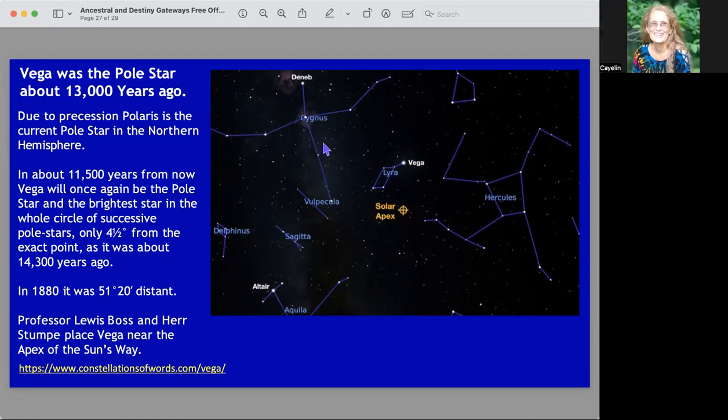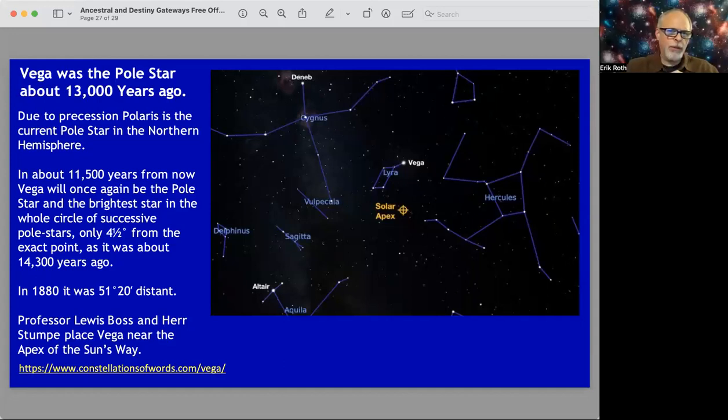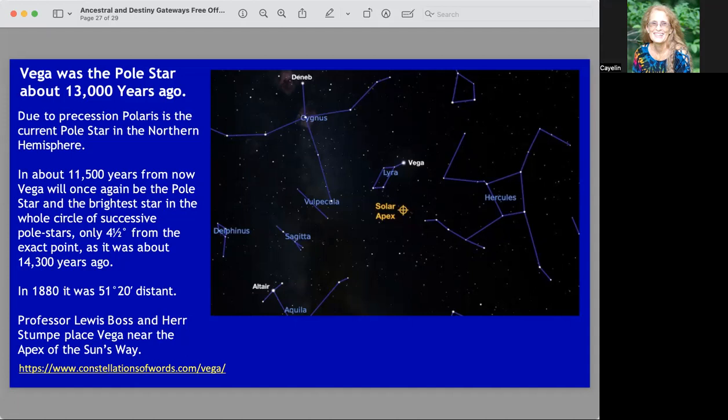But the thing that's also fascinating to consider is that Vega was the pole star 13,000 years ago, and Deneb somewhere around 16 or 17,000 years ago, according to the Cygnus Mystery book. So the pole star isn't always the pole star we have. It only moves about 1 degree every 72 years, so it doesn't move very fast. It takes about 26,000 years to come back to a starting point.